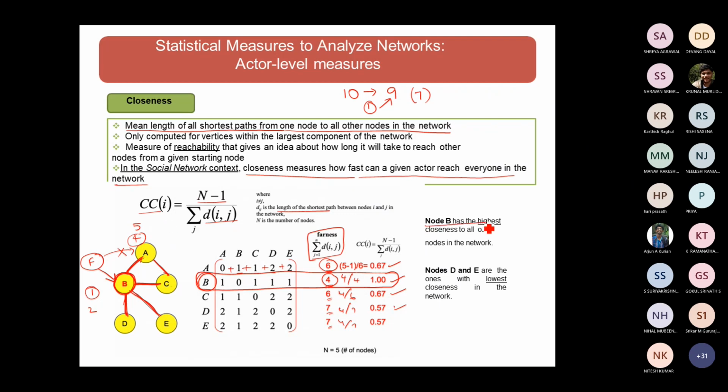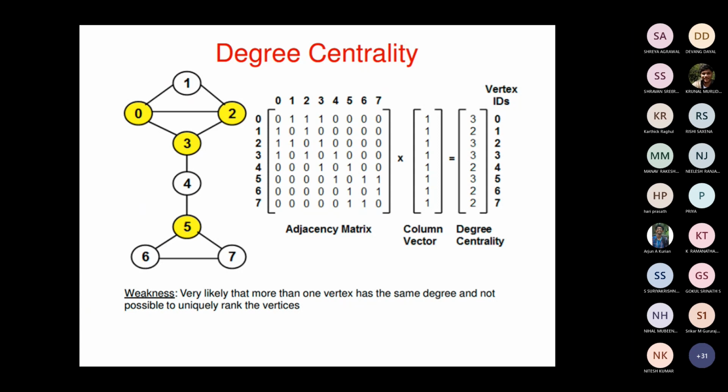See here, B has the highest closeness in the given network, whereas D and E are going to be like a dead end. It doesn't mean that we have to remove this dead end. Anyhow, they are connected only with B, but their connection with A is not available, and their connection with C is not available. So that is how the closeness centrality can be identified.